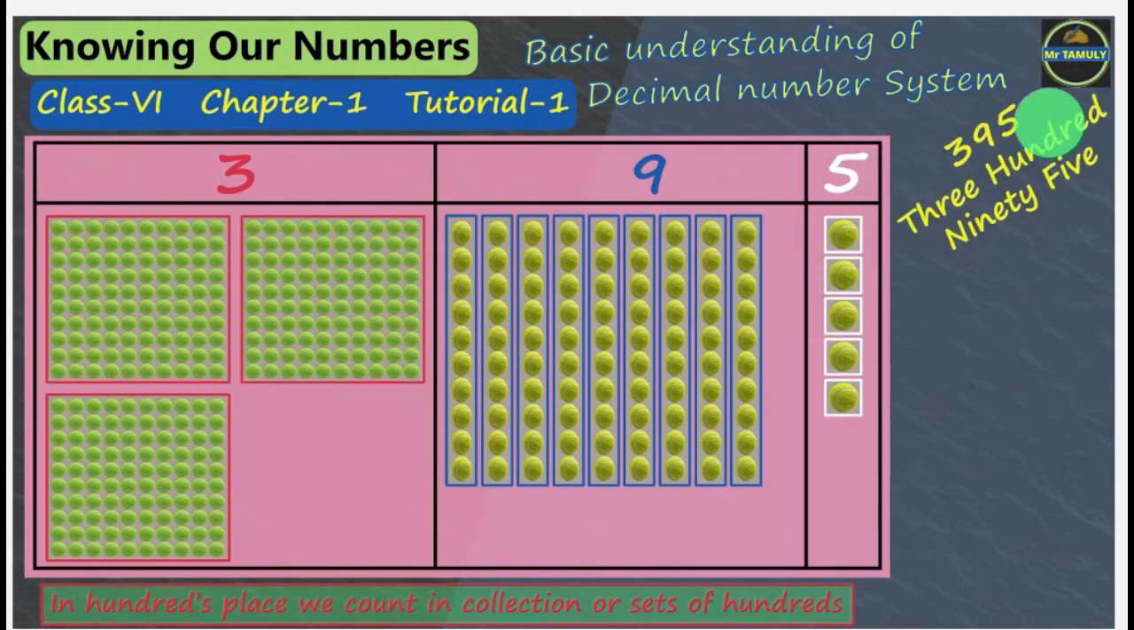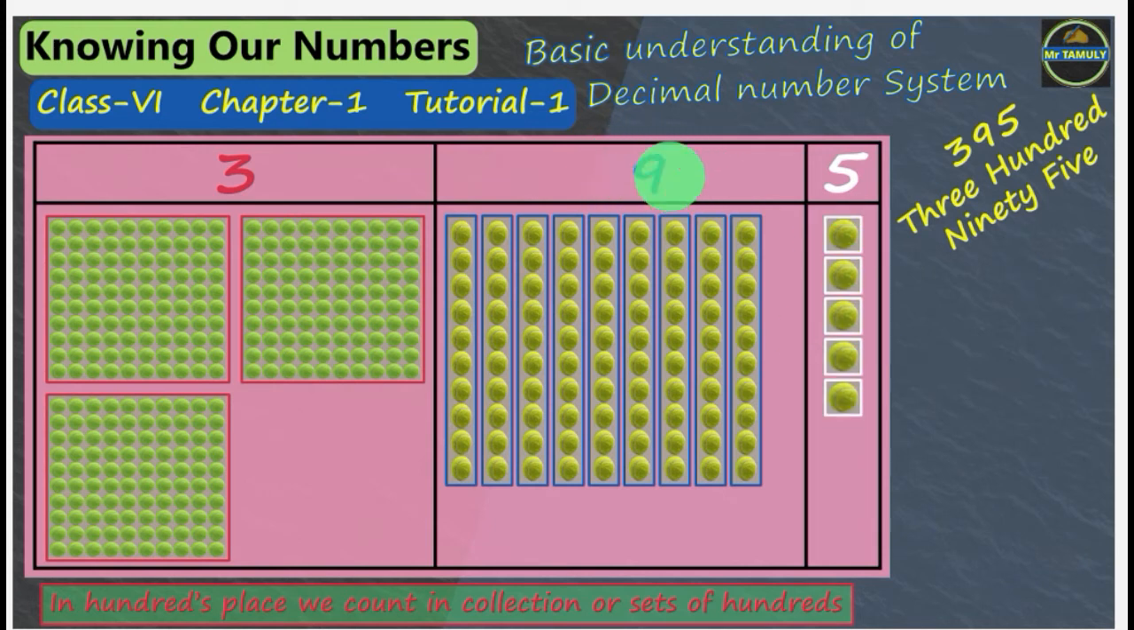In this second example, we have taken a 3-digit number, which is 395. So we shall try to understand the structure of this number with the help of tennis balls. Similar to the first example, in the ones place, here we have the digit 5. So we have got 5 white boxes containing one tennis ball each.